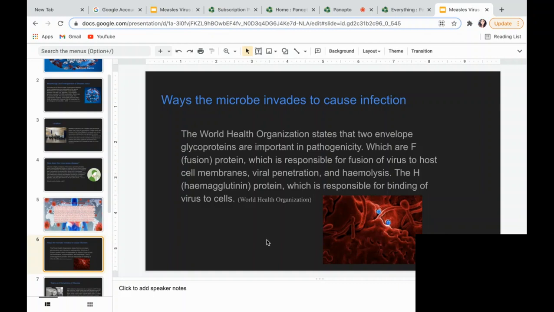Ways the microbe invades to cause infection. The World Health Organization states that 2 envelope glycoproteins are important in pathogenicity, which are the F fusion protein, which is responsible for fusion of the virus to the host's cell membranes, viral penetration, and hemolysis, and the H hemagglutinin protein, which is responsible for binding of the virus to cells.